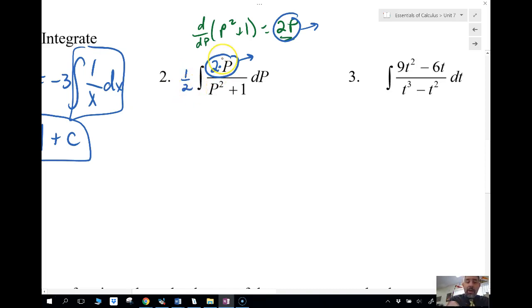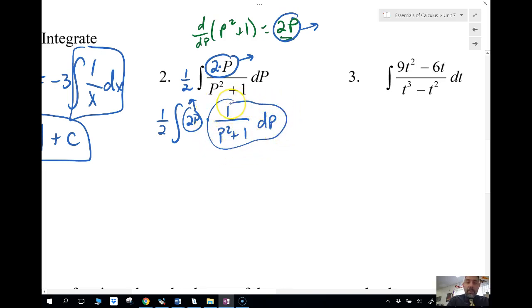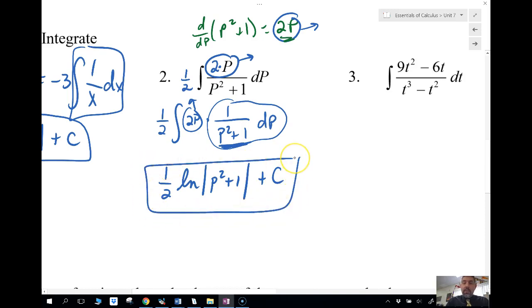All right, so my hook, and I'm going to rewrite this so you can see what my hook does. My hook is going to go right here. That's my hook. And I'm going to have 1 over p squared plus 1 dp. This right here is the part that I'm really concerned about. So I'm going to have 1/2 natural log of the absolute value of all the stuff that's in the denominator, p squared plus 1, plus c. That's using the reverse chain rule.